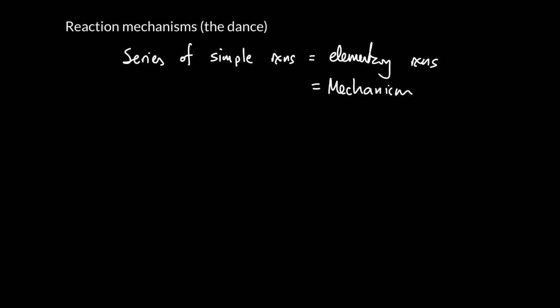For instance, there's an overall reaction for the decomposition of ozone that looks something like this. 2 ozone molecules eventually turn into 3 oxygen molecules. This would be like the recipe or the ingredients, but the way it actually takes place is via the mechanism. These are the individual chemical reactions, the elementary reactions that have to take place. And it's a 2-step mechanism.